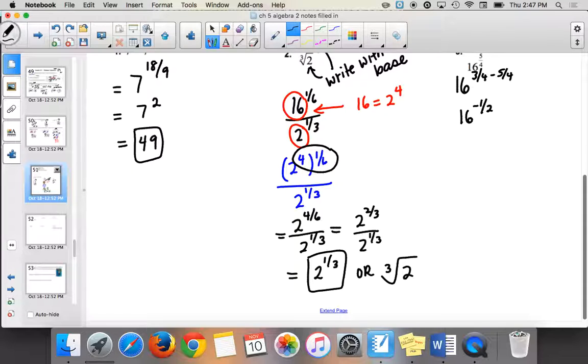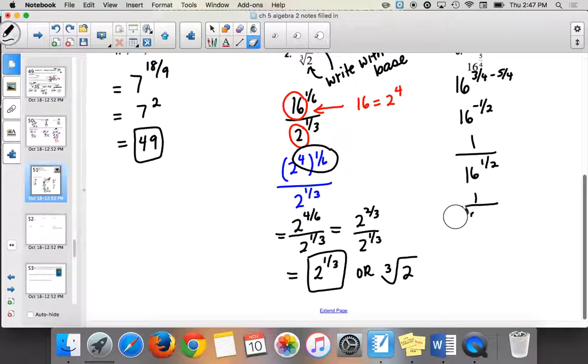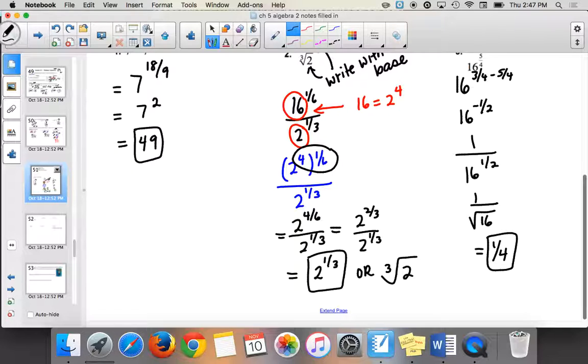So a negative exponent moves things to the opposite location. So I'm going to do 1 over 16 to the positive 1/2, which is 1 over, let's write it with radicals, maybe it will make more sense, the square root of 16. So our answer is 1/4, exactly. So it's just one step at a time. So we're just simplifying all the way down.